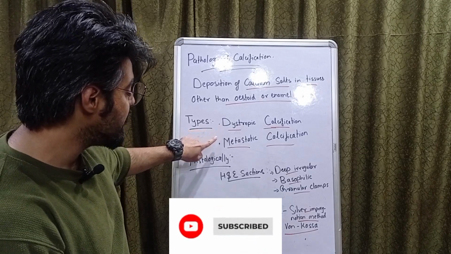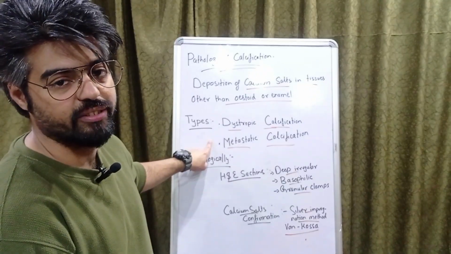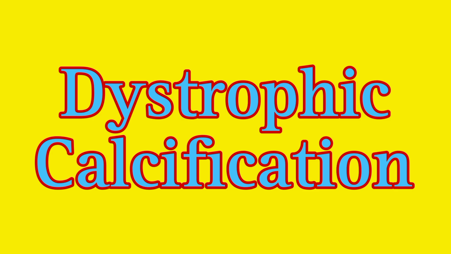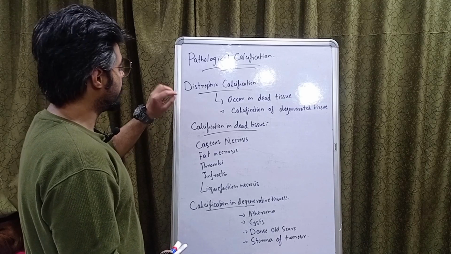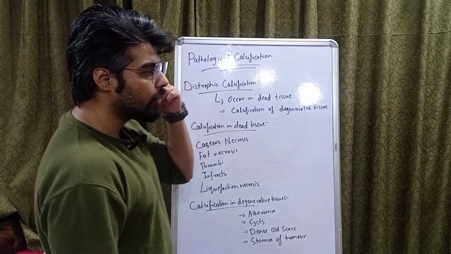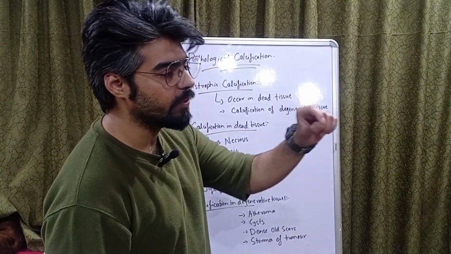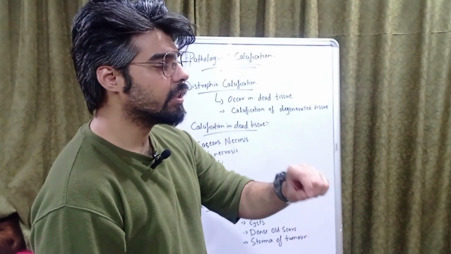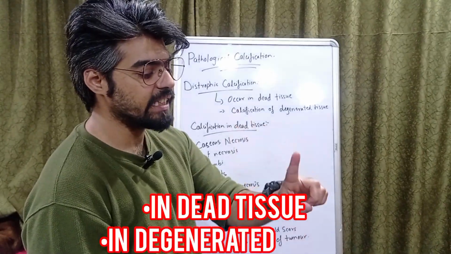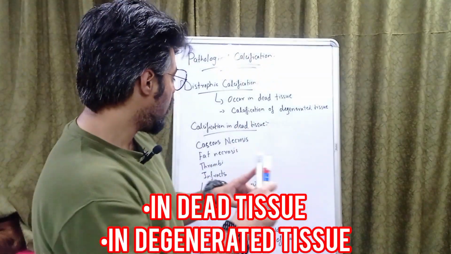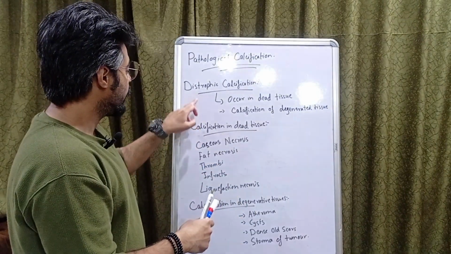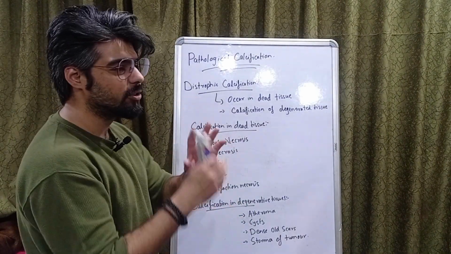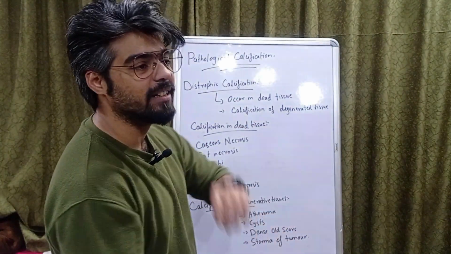dystrophic calcification and metastatic calcification. Okay, guys, now let's come to dystrophic calcification. First of all, we will see where it occurs. It occurs in either dead tissues or degenerated tissues. From the word itself, dystrophic, in tissues that are either degenerated or dead.